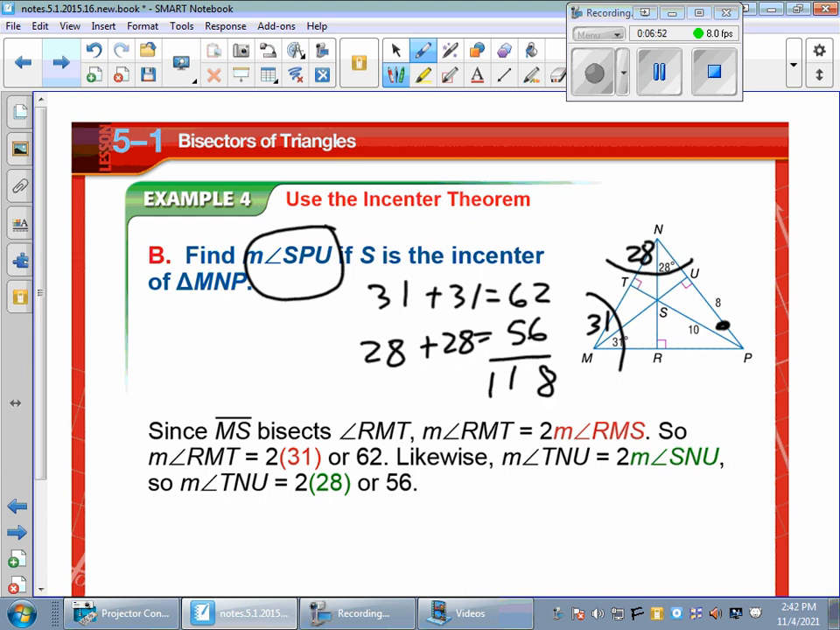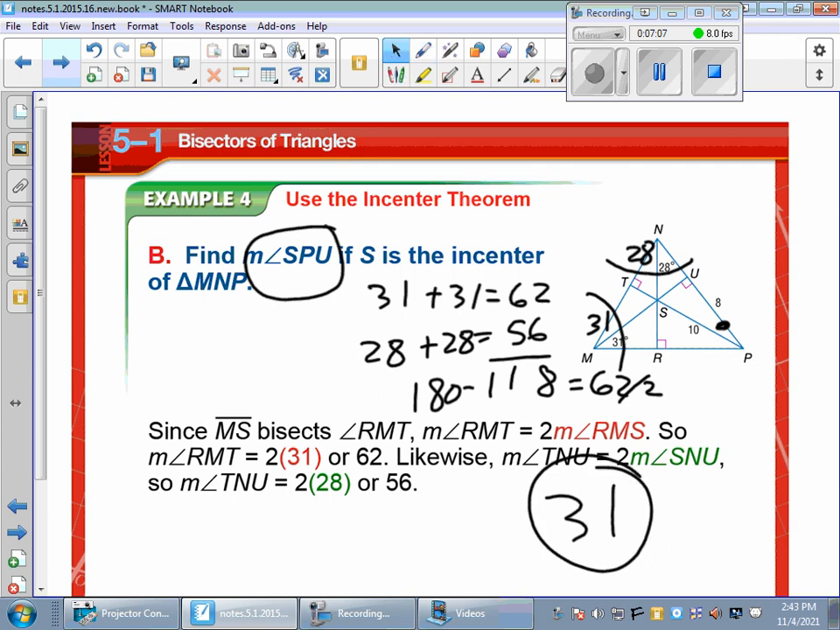I subtract that from 180. 180 minus that will give me 62. And then these are cut into 2 equal parts, so divided by 2. Final answer is 31 degrees.